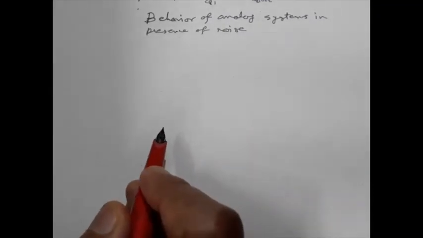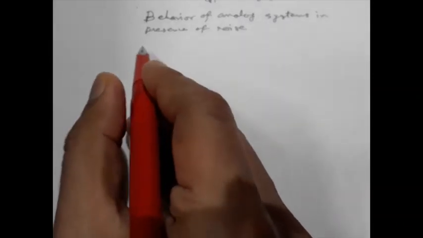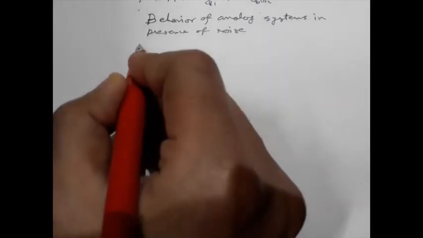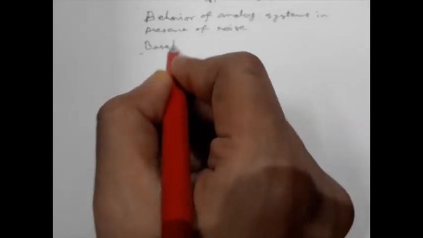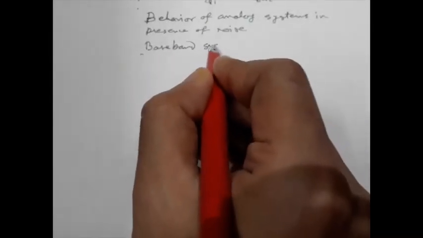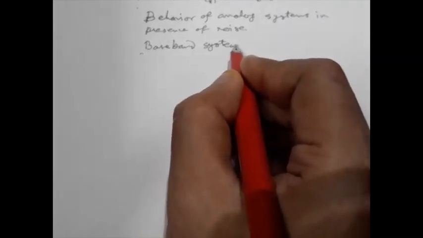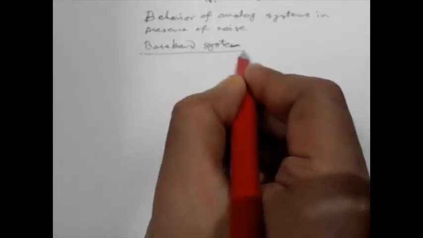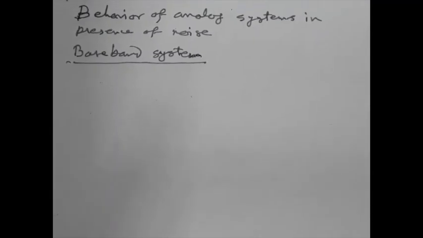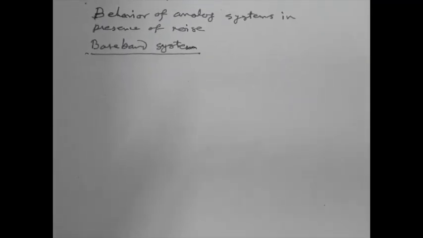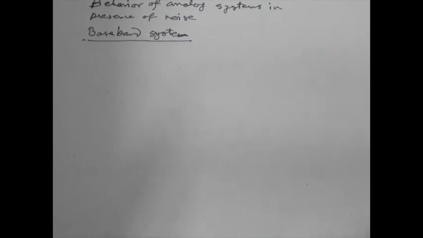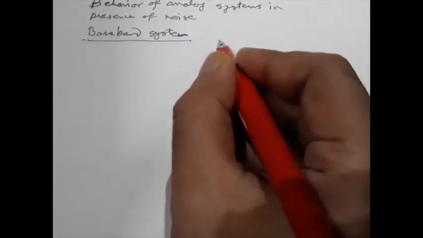Now we are going to discuss the behavior of the analog systems in presence of noise. To understand this, first we will consider the baseband system. Baseband system means without any modulation, if I want to transmit and receive, how the system will behave. So consider the model.